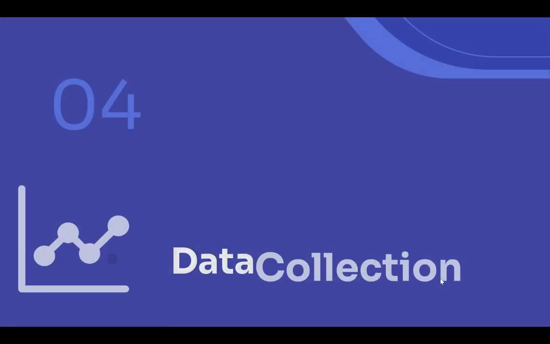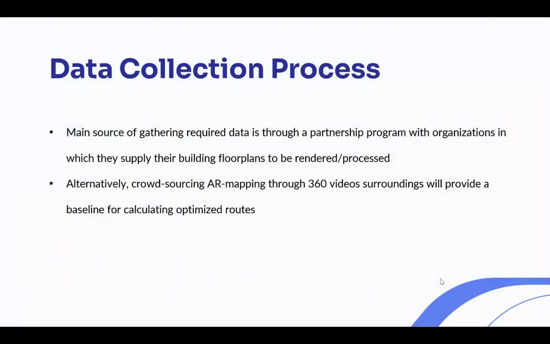So, in order to consistently and accurately find optimized routes within various indoor facilities, we need lots of data on these buildings. The main source of data collection we hope to employ is through a partnership program with various companies, which will supply their built floor plans. Alternatively, crowdsourcing data through 360 AR mapping will also be used to provide additional images. These images will be used to calculate distances between various locations in each building, which will be used to calculate the optimal route that the user will take. We'll discuss the algorithms used to calculate these later.